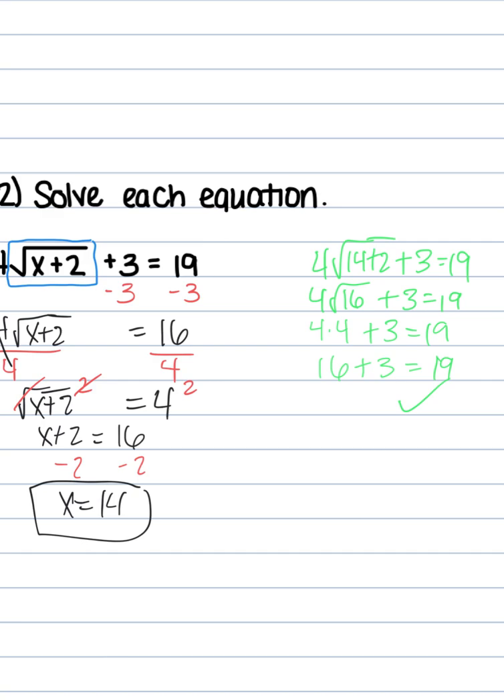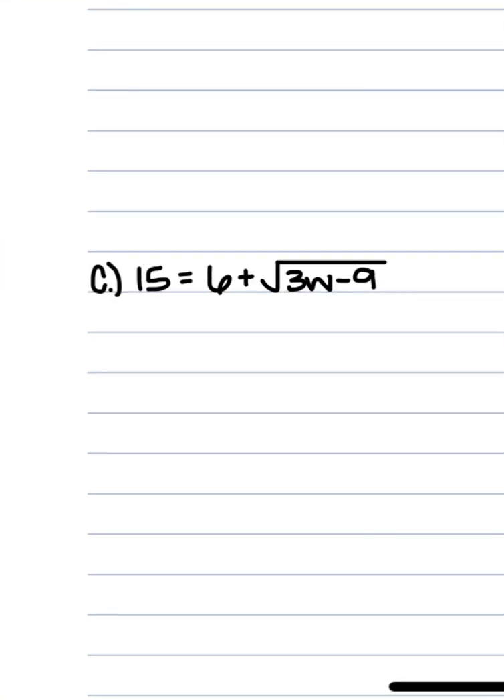Okay, let's do C. 15 equals 6 plus the square root of 3w minus 9. So when we're doing these problems, same rules apply. We want to isolate this guy, get him all by himself. And that 6 is in our way, so we're just going to subtract the 6 over. We've got 9 equals the square root of 3w minus 9. Now we have our radical isolated. We can go ahead and square both sides.